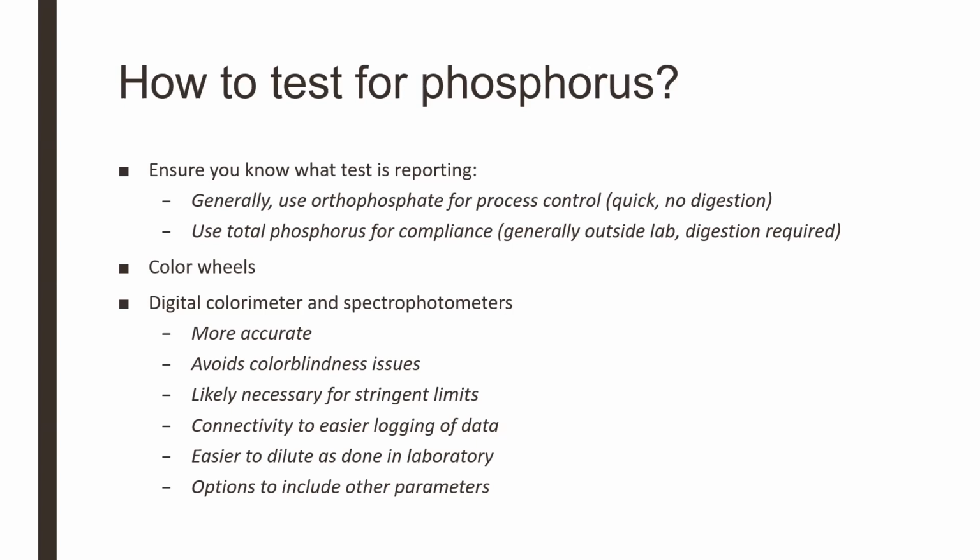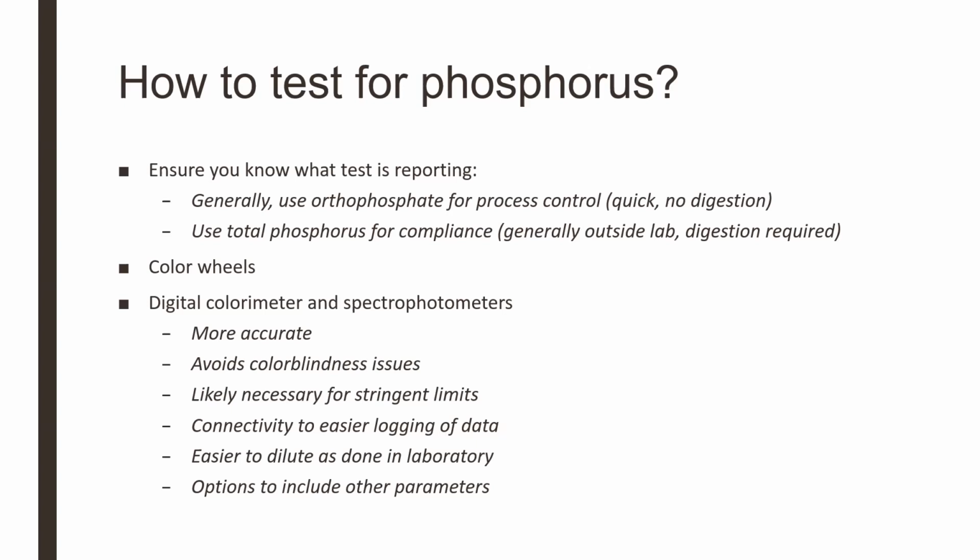Now you want to use total phosphorus for compliance. That's what it is in most permits. For most facilities, this is being done at an outside lab. Digestion is required, though I have worked with facilities that are doing that in-house. It becomes more important to test for total phosphorus as you get more stringent limits, because you have just less leeway when it comes to not knowing the entirety of your result.